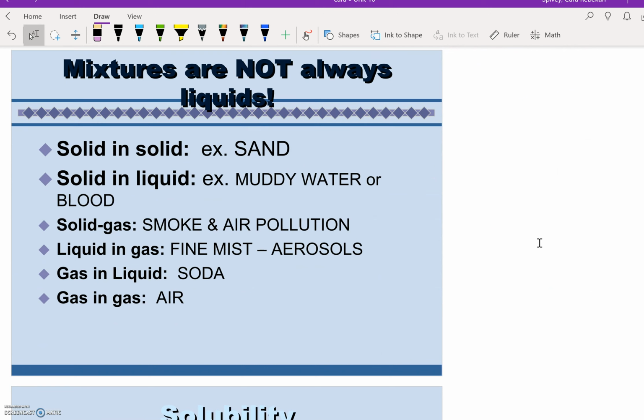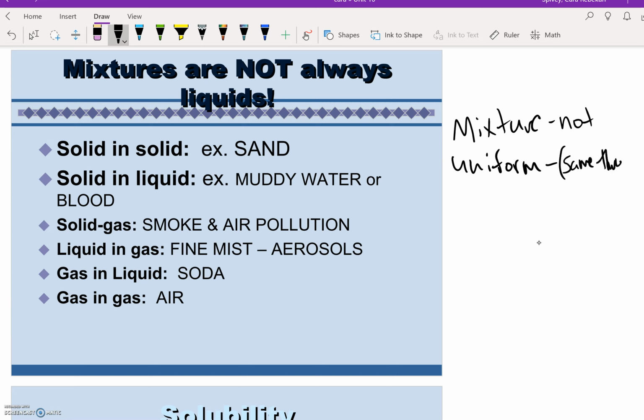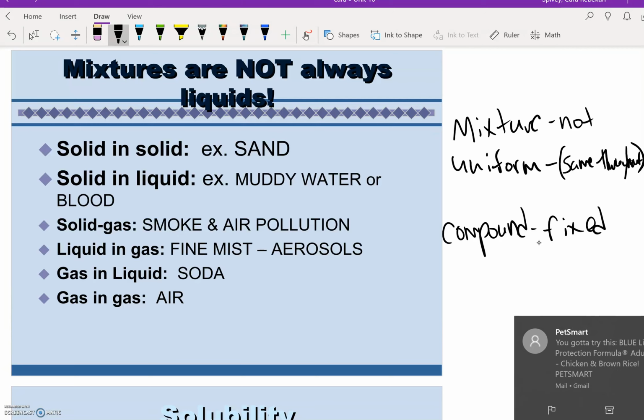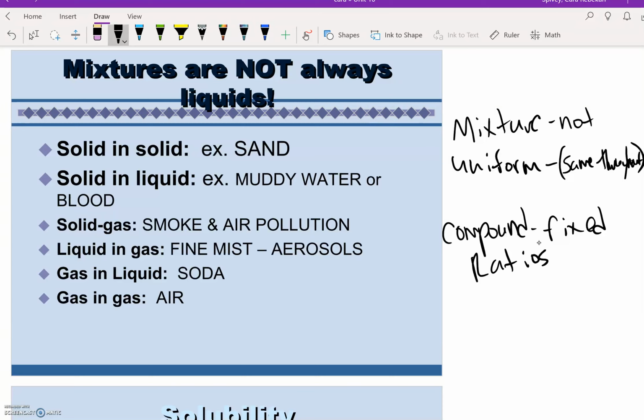Lots of times we get the word mixture confused with the word compound, so we're just moving right along. Remember that a mixture is something that is not uniform. And what I mean by uniform is that it's not the same throughout. So I'm going to write that: same throughout. It's not the same throughout. However, a compound, probably remember this from your last test, a compound is always in fixed proportions. It's always fixed ratios.